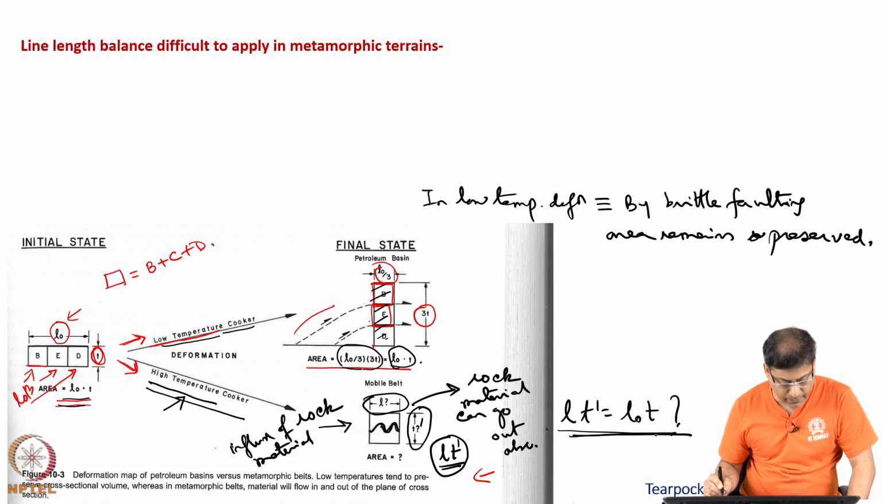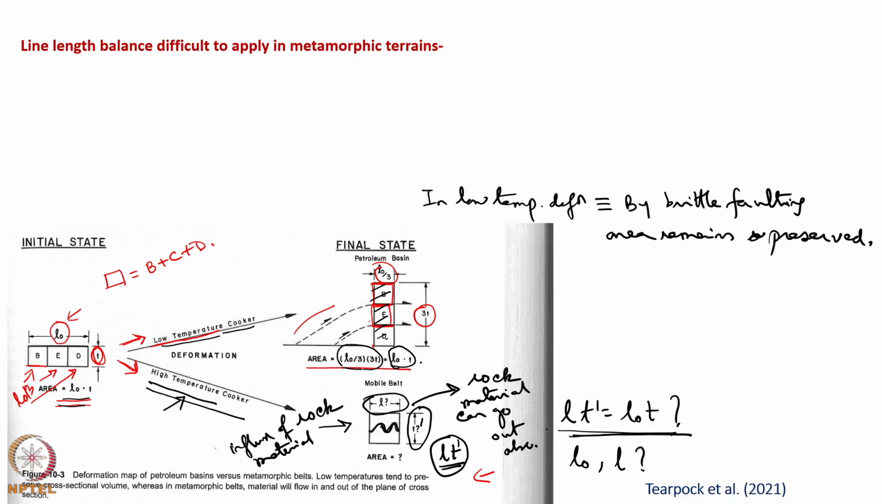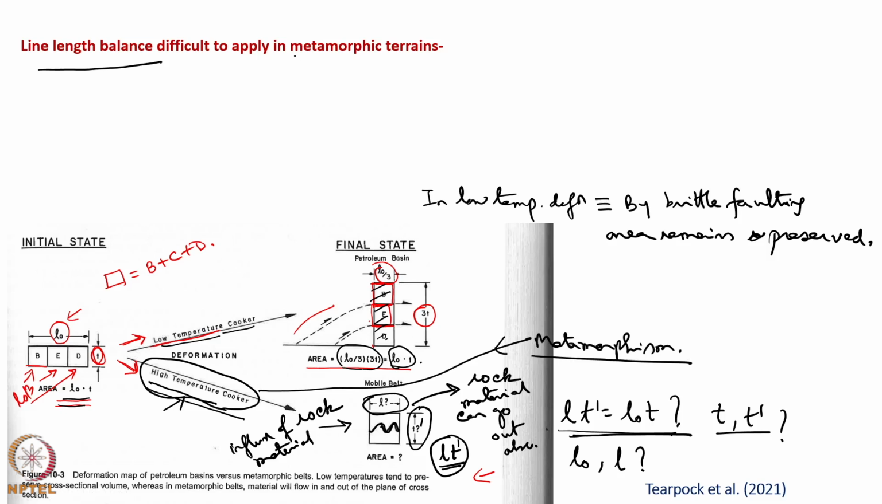Since this is uncertain, and also the relation between L0 and L is uncertain, the relation between T and T dash is also uncertain. Therefore, line length balance is difficult to apply in such a high temperature cooker where folding or ductile deformation happens, ductile shearing can happen. Usually in such places metamorphism happens, and that is why it is said that line length balance is difficult to apply in the metamorphic terrains.